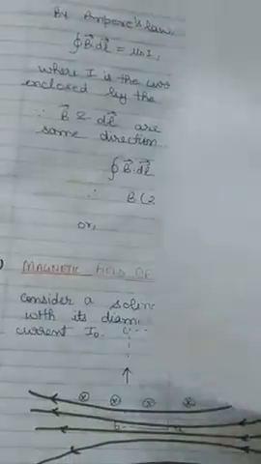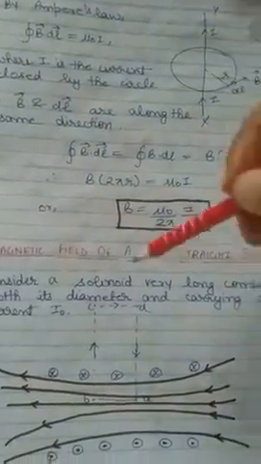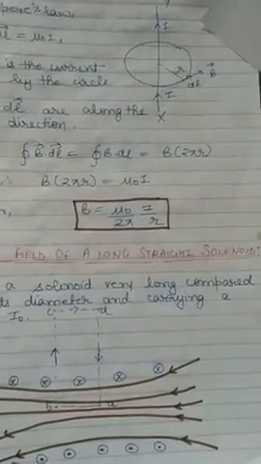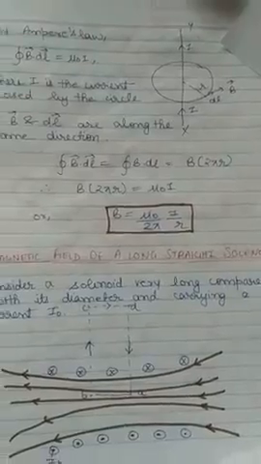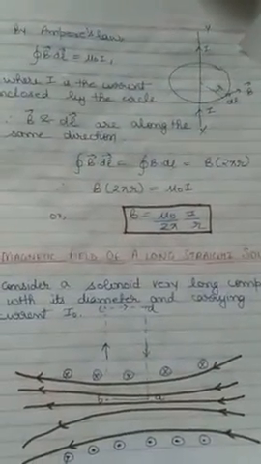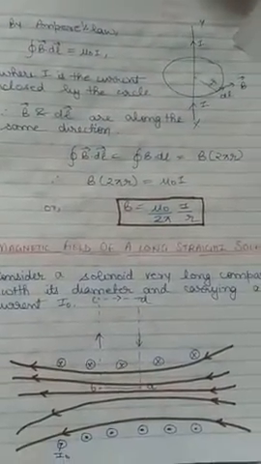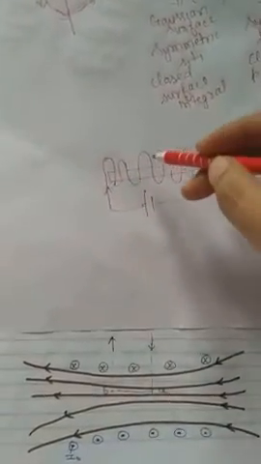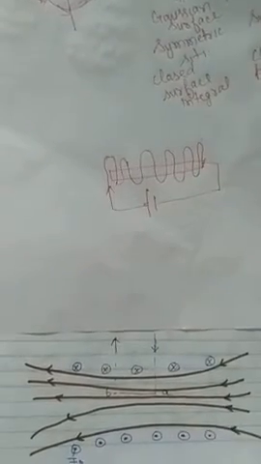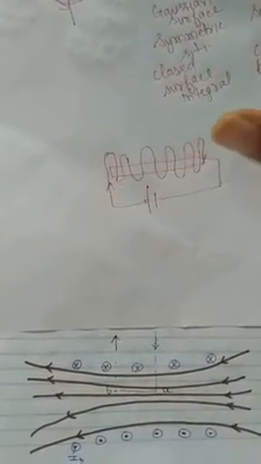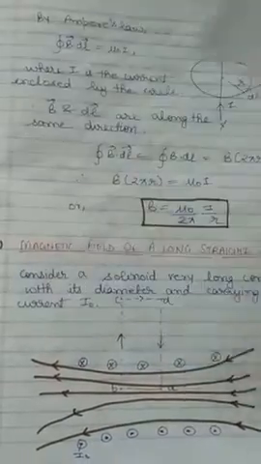So if we consider a very long solenoid, the diameter is very small in comparison to its length. The length of this solenoid will be very large in comparison to its diameter. Means the diameter is very small but the length is very large in the case of a solenoid.